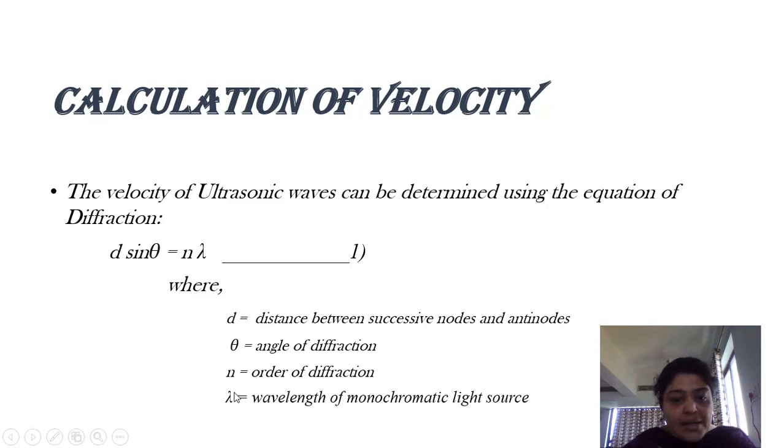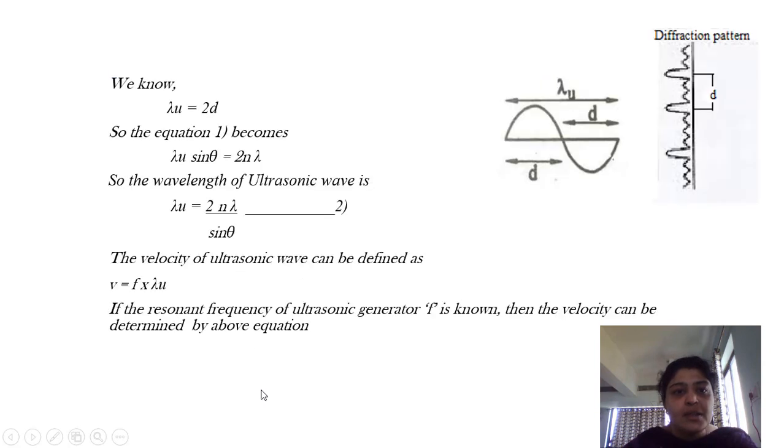And lambda here denotes the wavelength of the monochromatic light source we have used. Because we want a single value of lambda, we use a monochromatic source instead of a polychromatic one, so that the wavelength of that light source remains fixed. Now we know the relation between ultrasonic wavelength and grating element.